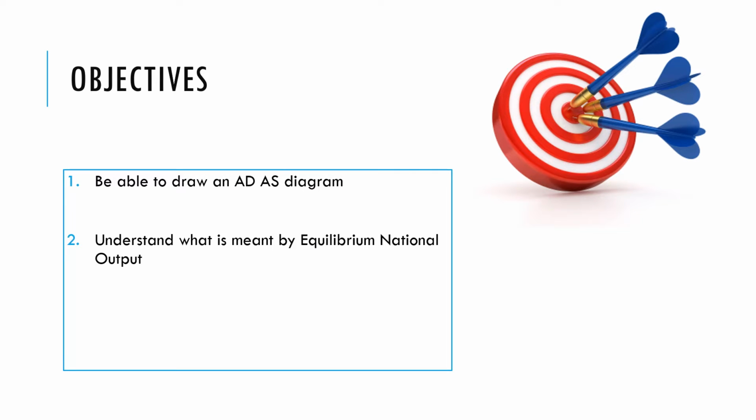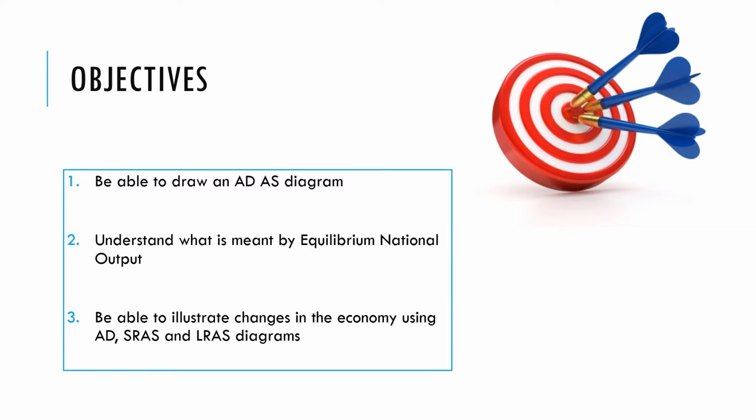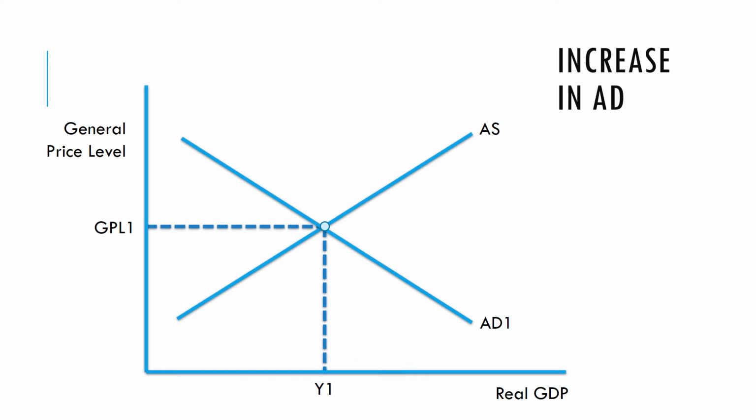Okay, we've looked at our first two objectives now. Now let's go on to look at our third one, which is to say, can we illustrate changes in the economy using this model? So let's imagine our economy is in equilibrium, and we have a price level of 1 and a level of national income of Y1. Now, if there was an increase in aggregate demand within our economy, how would we illustrate that? And can we predict what is likely to happen if there's an increase in aggregate demand?